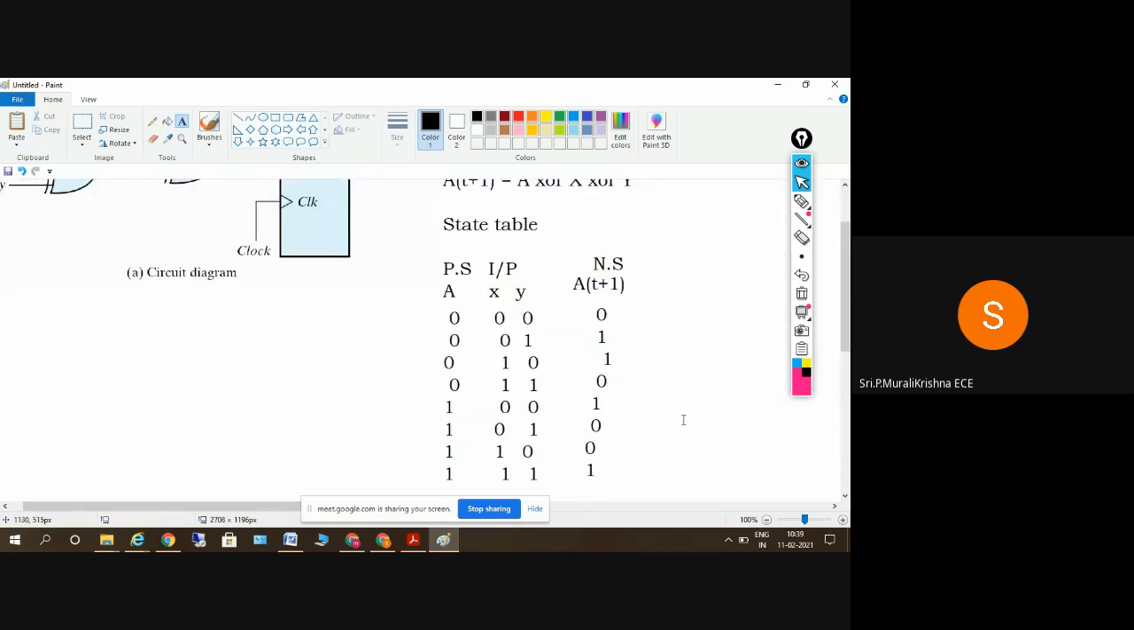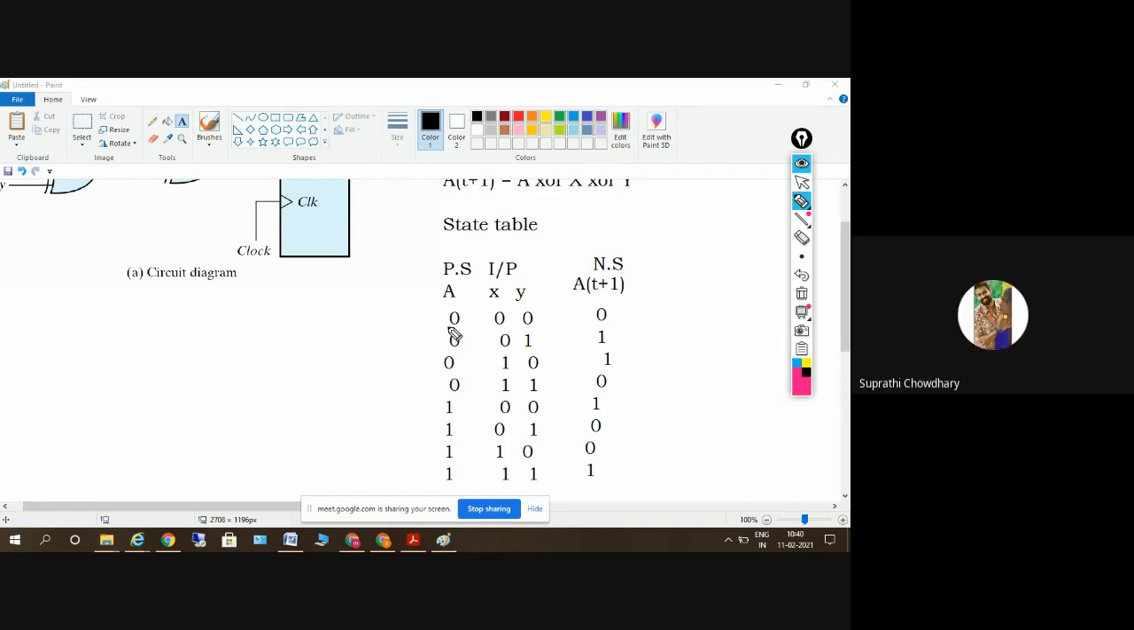Now what we have to do here is draw the state diagram. Okay, so how to draw the state diagram? So first of all, we have to list all the possible states here. So what are the possible states here?